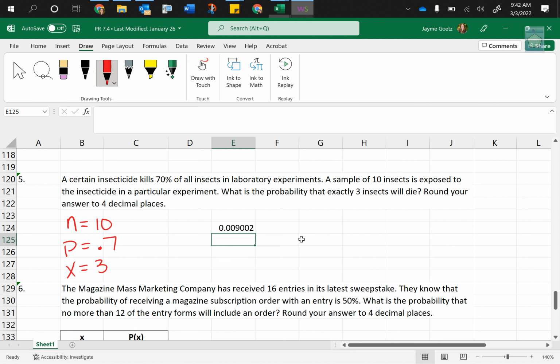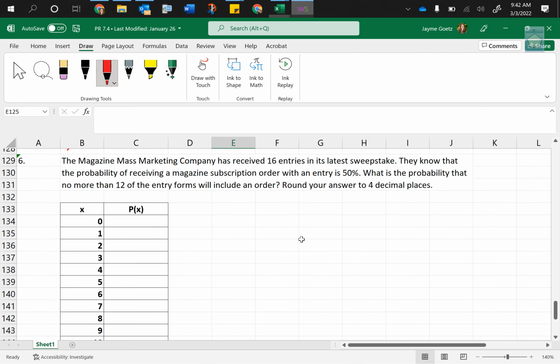0.009. Were we right? Is this unlikely? Yes. The insecticide that they're creating is too successful for only 3 insects to die. If only 3 insects were to die, I think the scientists would be like, I think we found a new species and we need to call someone because these are super bugs here. Okay? All right, let's look at number 6.